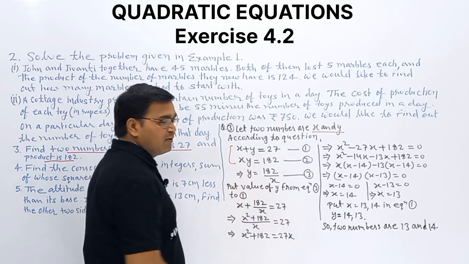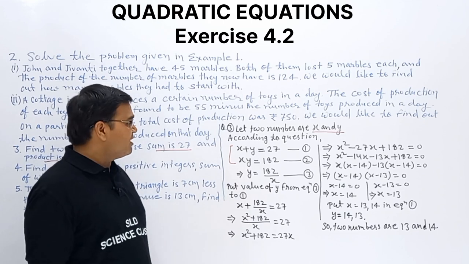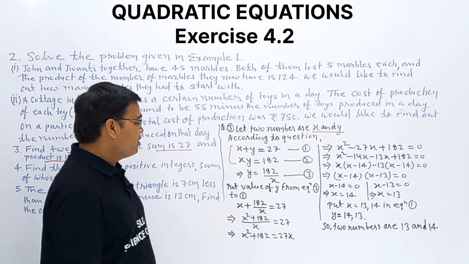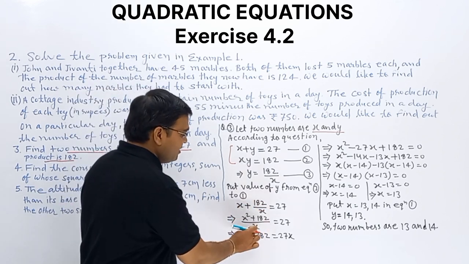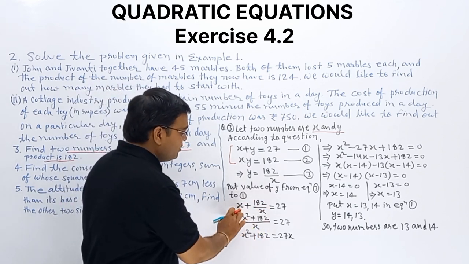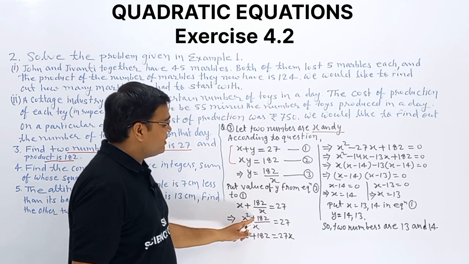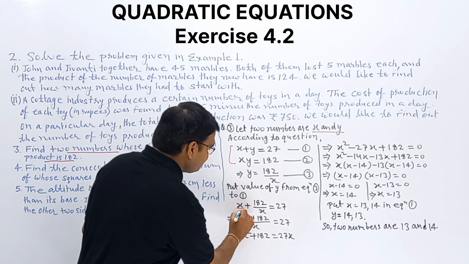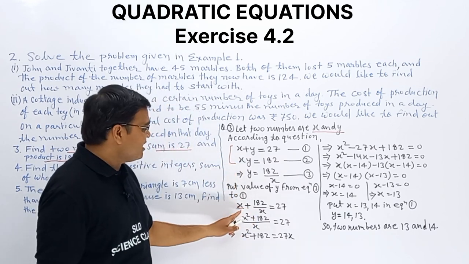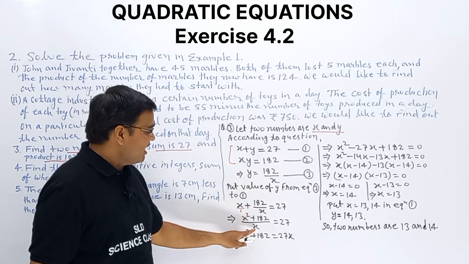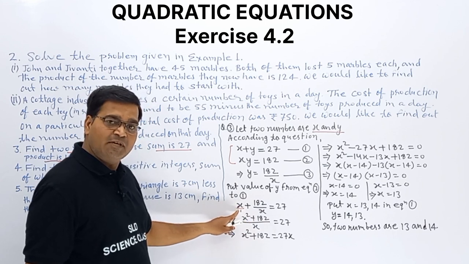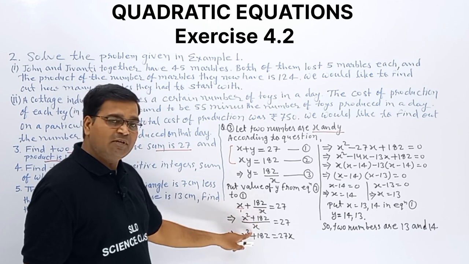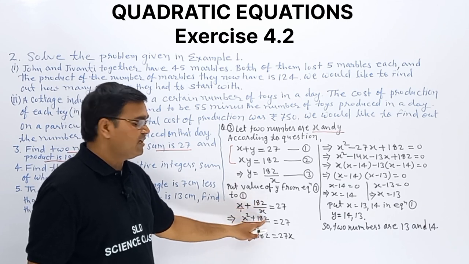Now in this equation, two variables are converted into one variable, yes or no? Only x we are having. Take the LCM on the left hand side. The denominator of x is 1, so the LCM of 1 and x will be x. Dividing by 1, x times x will be x square, and 1 multiplied by 182. We are getting x square plus 182.